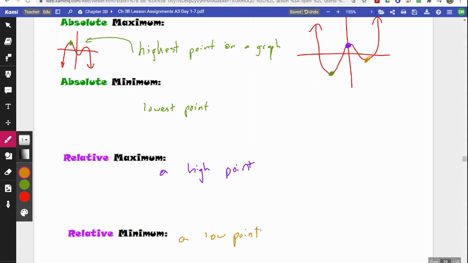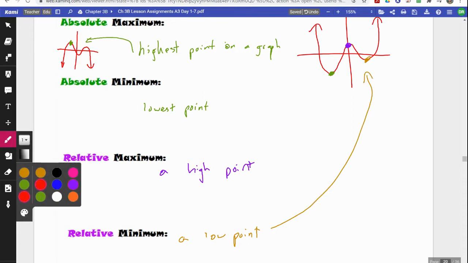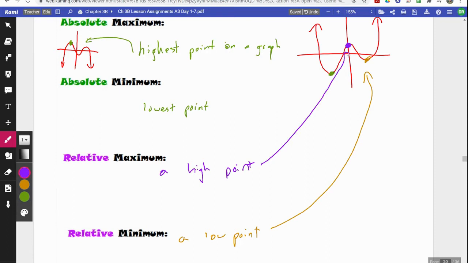Okay, and we would just want to know the ordered pair of that point. And so, what's that guy? And this is that one.